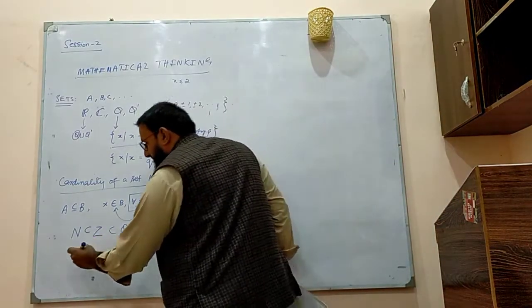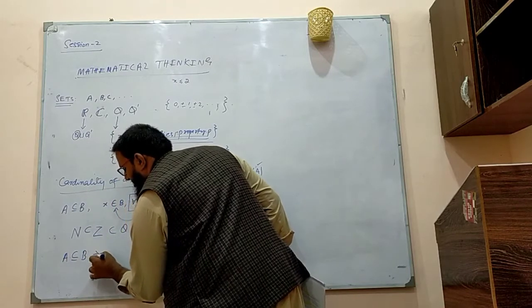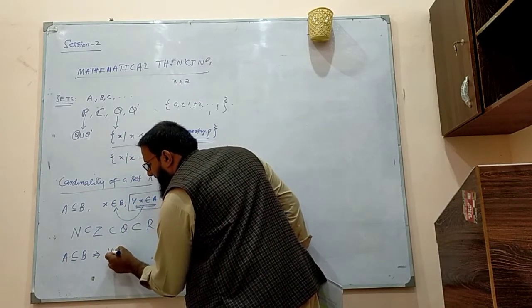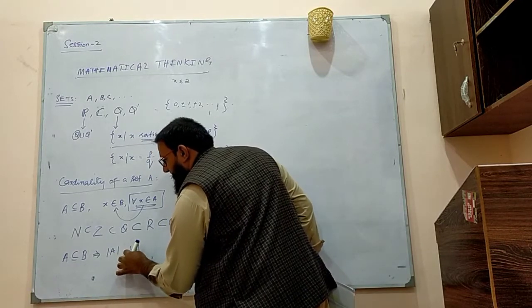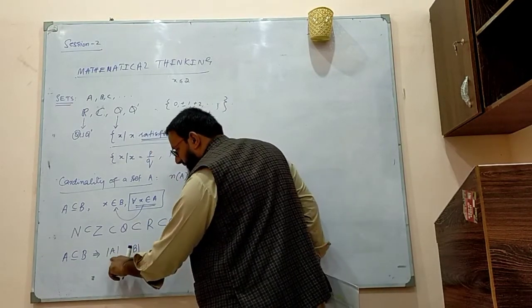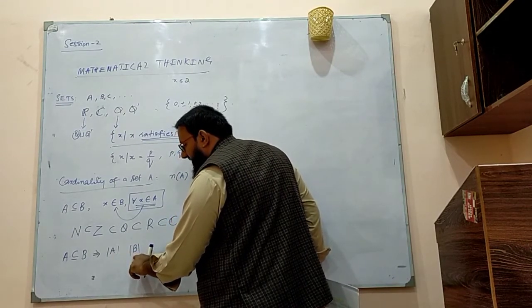And one more thing: if A is a subset of B, what is going to be the relationship between the order of A and the order of B? Order of A means the number of elements in set A, and order of B means the number of elements in set B.